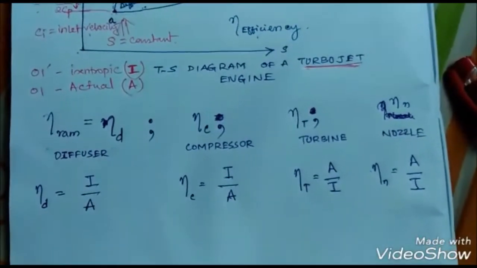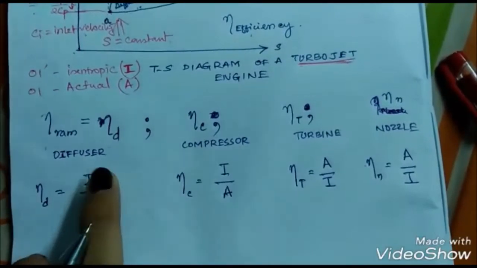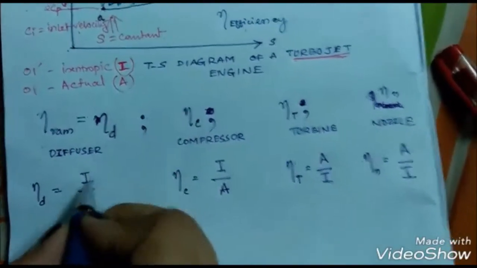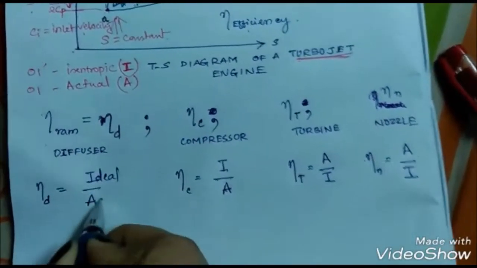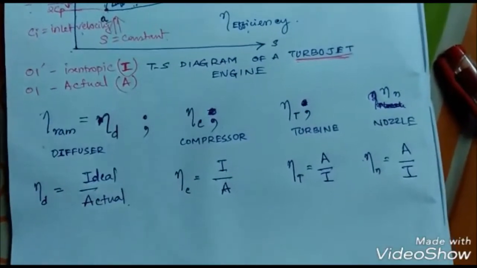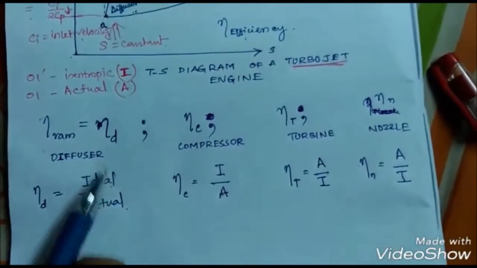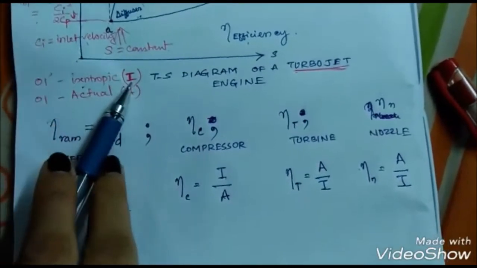Now what does ideal mean? I by A is ideal by actual. So what is meant by ideal? Nothing but the isentropic relation.